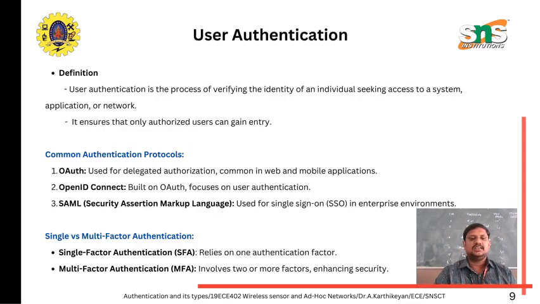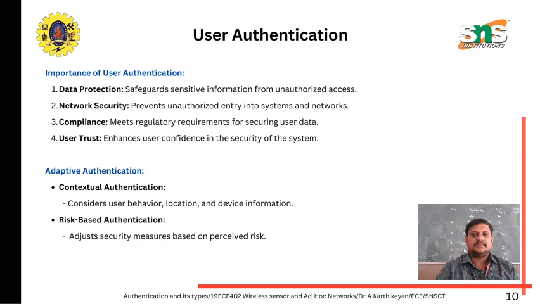User authentication is mainly the process to verify the identity of an individual seeking access to a system, application, or network, ensuring that only authorized users get access. These are the main important things. Data protection, network security, secure compliance, and user trust are the main reasons user authentication is important. Then adaptive authentication: there is contextual authentication and risk-based authentication.